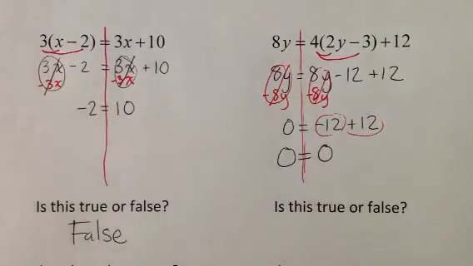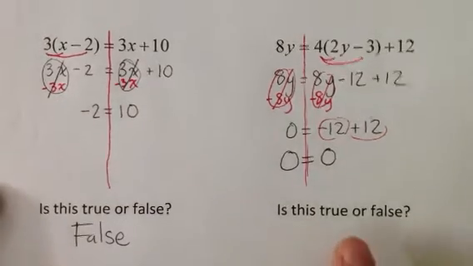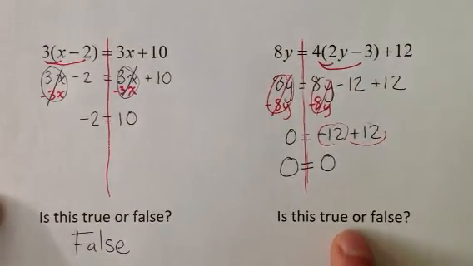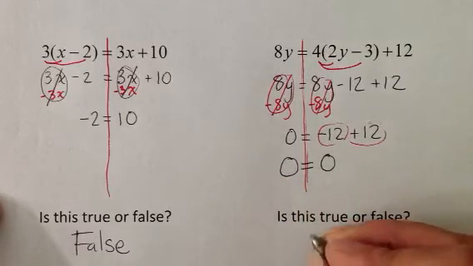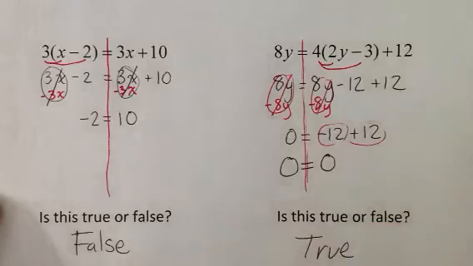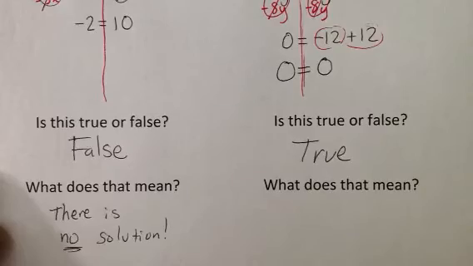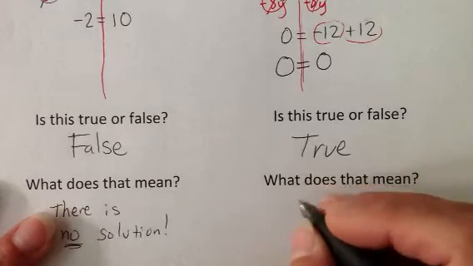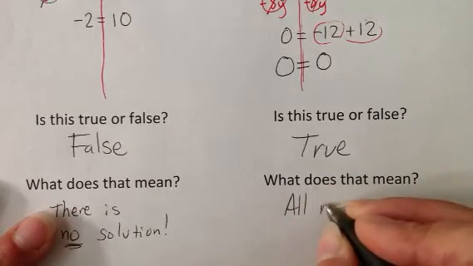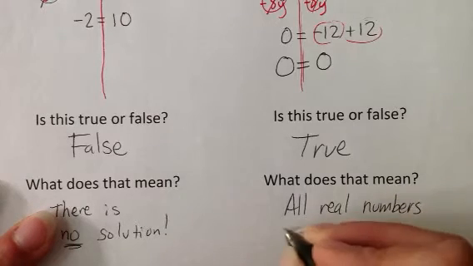So again, when my variable cancels out, when my letters go away, I ask myself, am I left with something that's true or false? In this situation, 0 equals 0 is true. So what does that mean? Well, whatever the value of the variable is, I'm going to end up with something that's true. So basically it means that all real numbers are solutions.